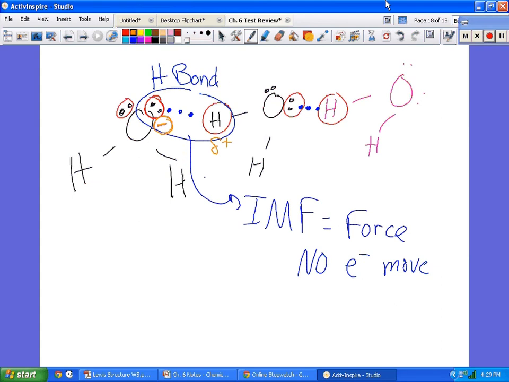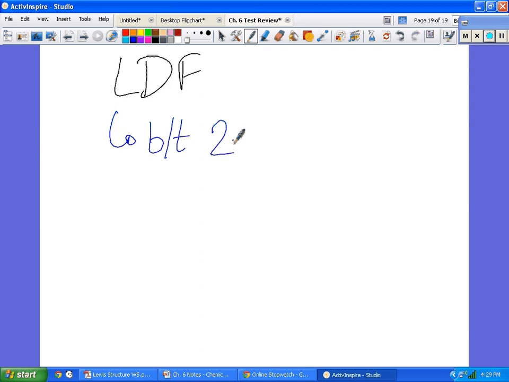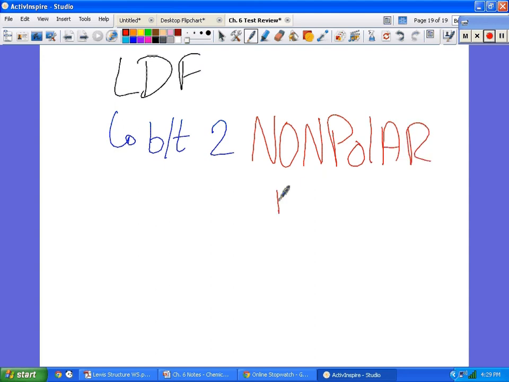The last bullet: know what a London dispersion force is and from what types of bonds. So an LDF comes from what 2 things? Intermolecular and London dispersion. If you think of a guy named London, Fritz London was the guy. This is how I remember it: London is like the weakest. A guy named London sounds like a weak person.